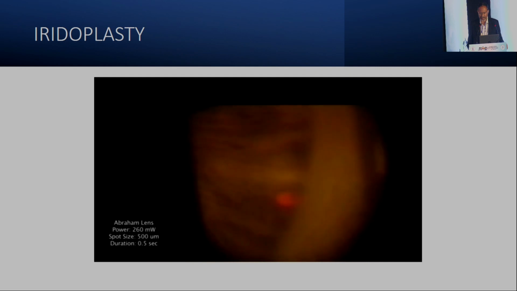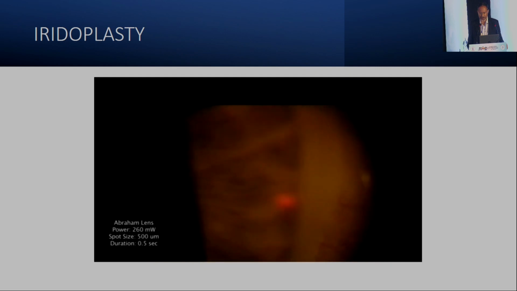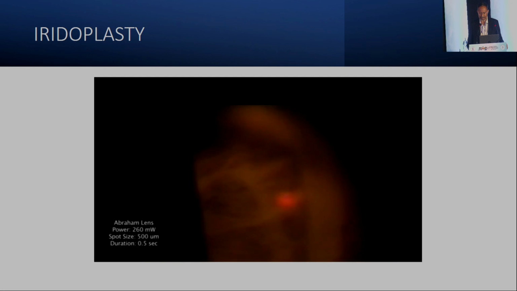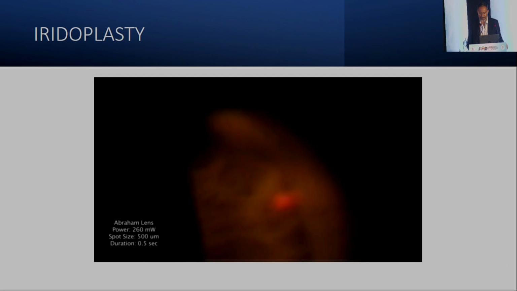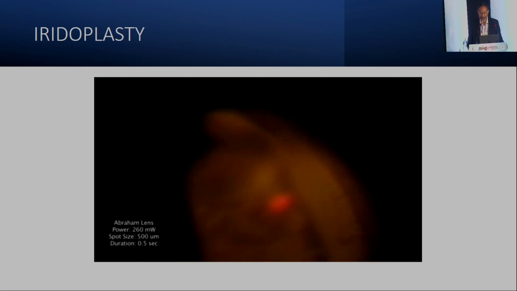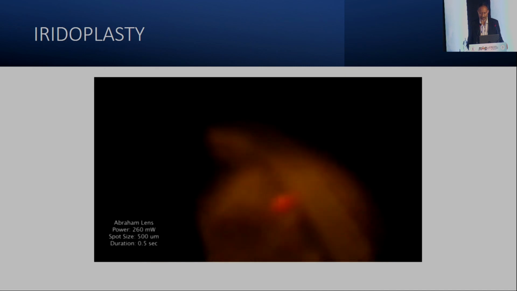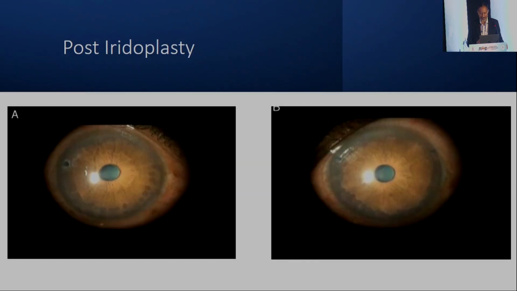Sometimes we use 25 spots per quadrant, and sometimes we do even 100 spots per eye. So the main thing is that the spot size will be larger and the duration has to be longer. So this is a little more energy, so it causes a lot of depigmentation in both right and left eyes of the patients.